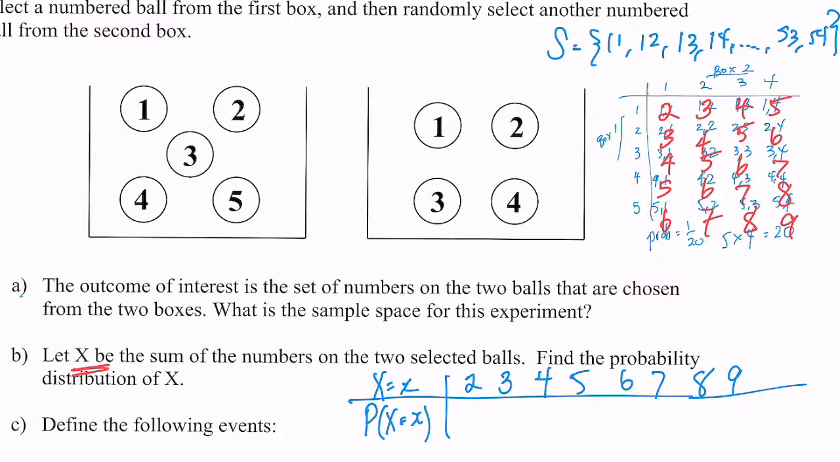Now, why did I do that? Because I don't want to draw the box again. It takes so much time. So there's 20 possible outcomes. And some are more likely than the others.